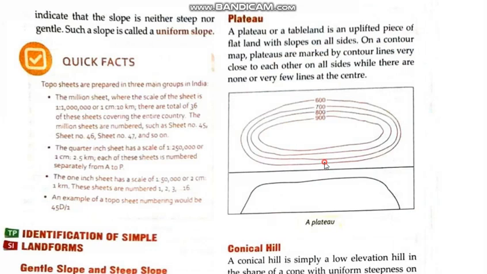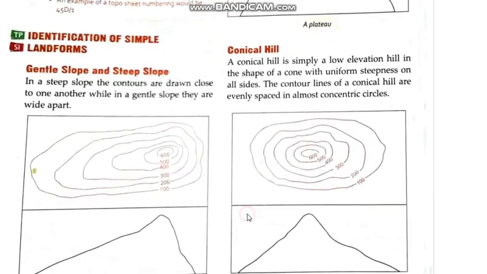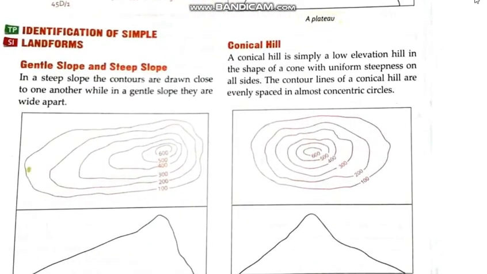Now next is our conical hill. So what is a conical hill? It is simply a low elevation hill in the shape of a cone. As you can see, this is in the shape of a cone with uniform steepness on all sides. Uniform means the same steepness at all levels.